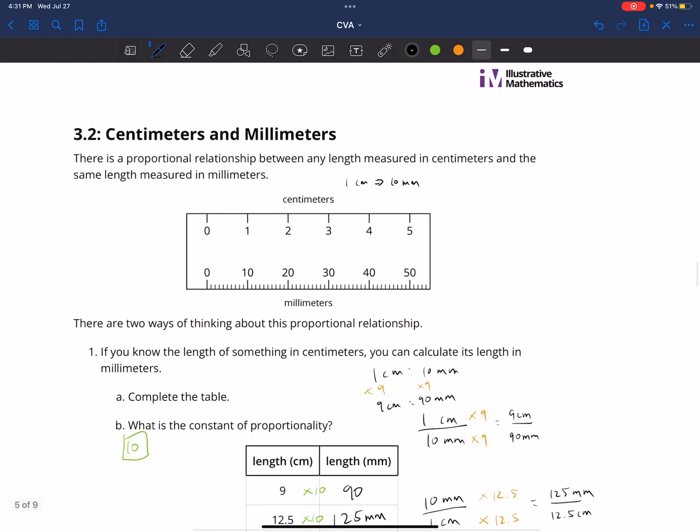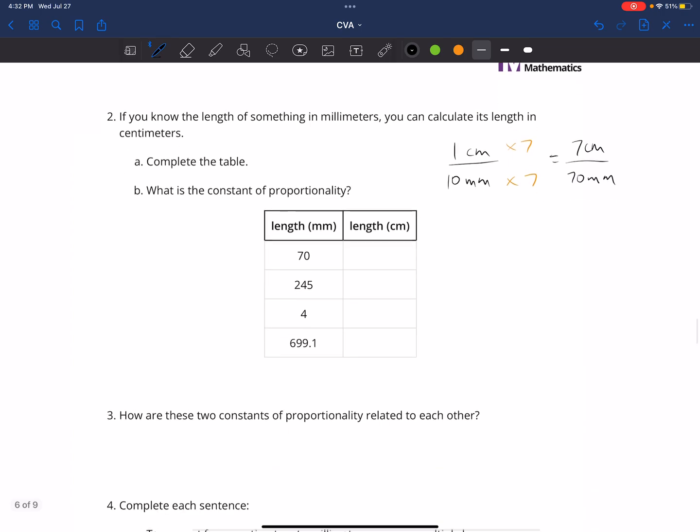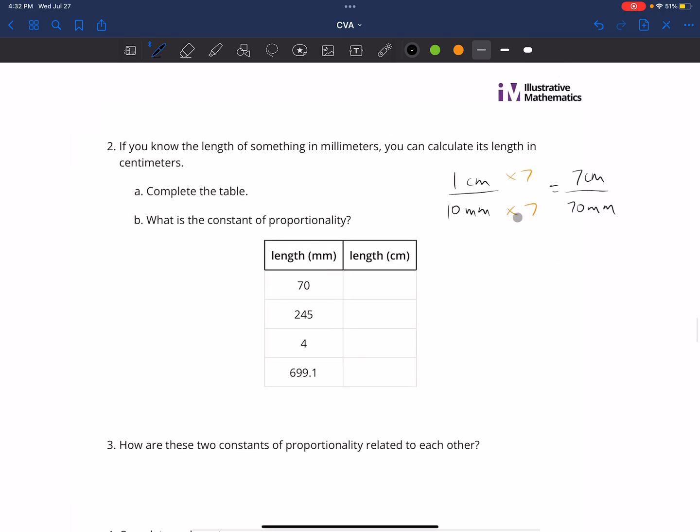If we extend this ruler, I know it doesn't really go here, maybe this will be 60 and this will be 70. In terms of centimeters, this is going to be 6 and that's going to be 7. So 7 centimeters is the same thing as 70 millimeters, and 6 centimeters is the same thing as 60 millimeters. This is how you can find that out. In centimeters, it's a 7.